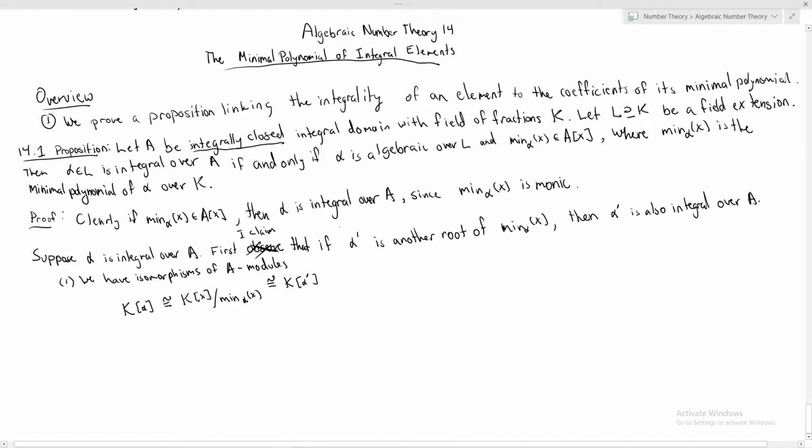All the roots of this minimal polynomial have the same minimal polynomial. You can check that you have an isomorphism here. If you want to go this way, you'd send x to alpha prime. Technically it'd be x plus min_alpha(x) maps to alpha prime, and you similarly send it here to alpha. Okay. And you can check these are isomorphisms. This is an important ring theory fact.